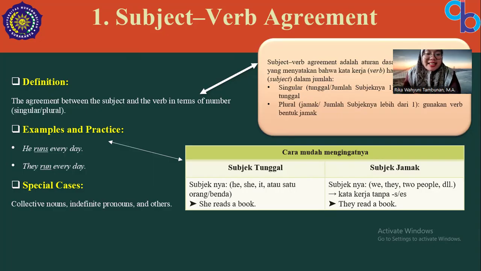Here, the subject is he, meaning one person. So we add s to the verb run, it becomes runs. Okay, we say he runs every day, not he run every day.